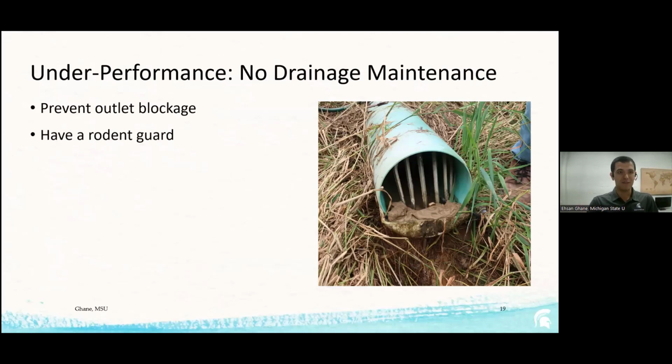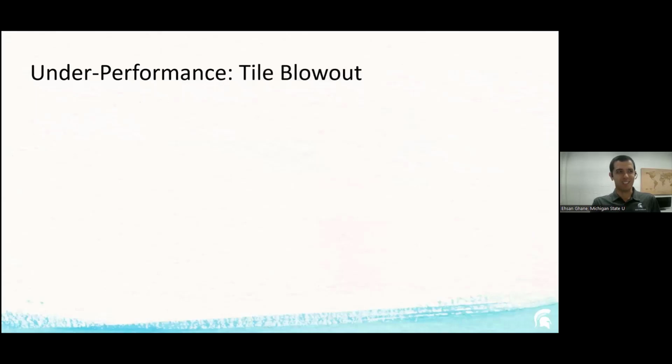Also make sure you have these rodent guards. Otherwise that would cause a blockage of the outlet, and I've seen this here in Michigan, it would cause tile blowouts, which is the next underperformance issue.